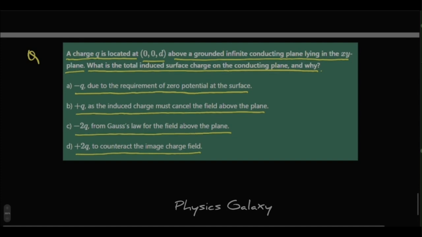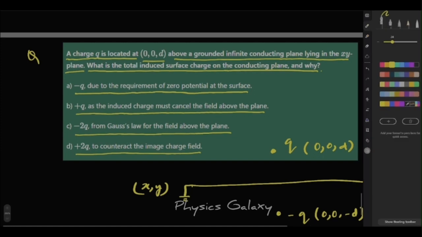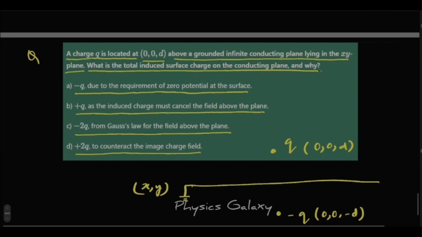So remember, suppose this is my infinite grounded conducting sheet in the XY plane, and I have my charge Q at a distance of (0, 0, D). So we did this problem, and we found that we have to put our image charge, minus Q, at (0, 0, minus D). And then we also calculated the total induced charge. Total induced charge was minus Q. Okay, Q induced was equal to minus Q.